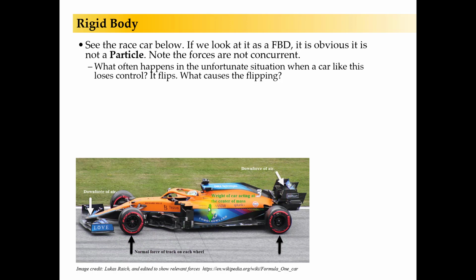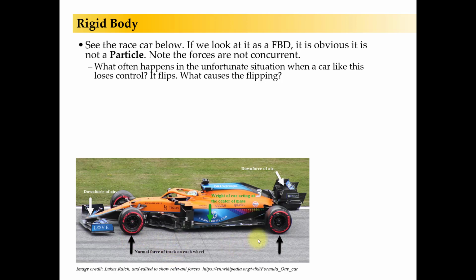We've got the weight of the car. I'm using it as one big vector acting somewhere at the center of mass. That could include the driver, I suppose, in this case. And then we're going to have the normal forces at the four wheels, and that's the ground pushing up at the car. So this would be a pretty good free body diagram of this rigid body.